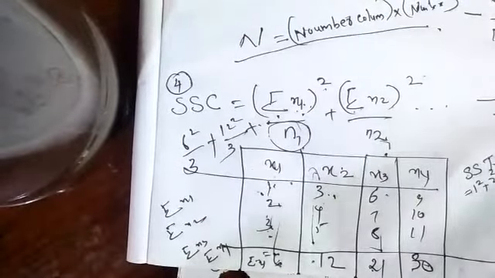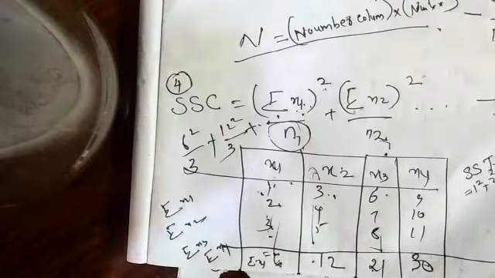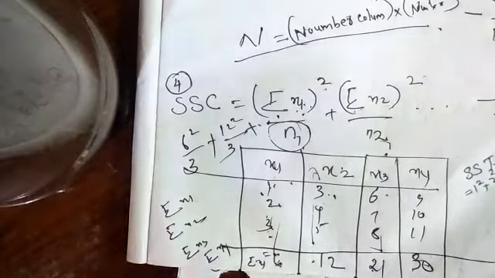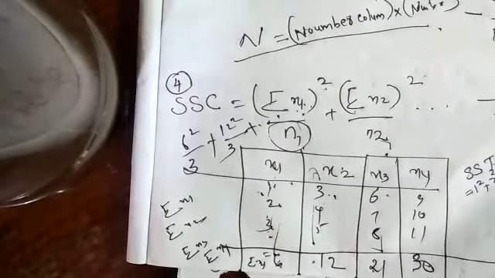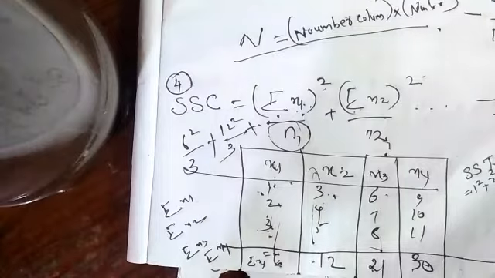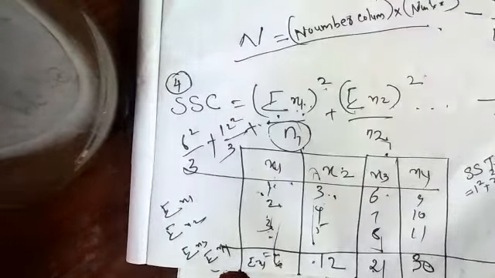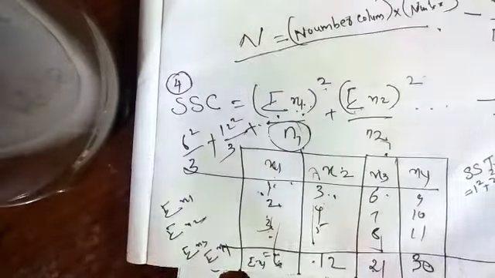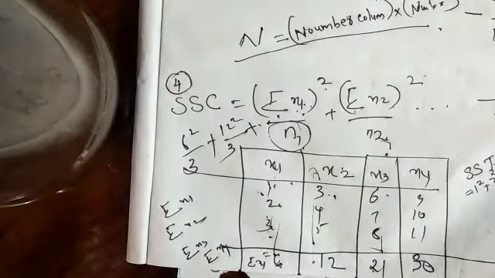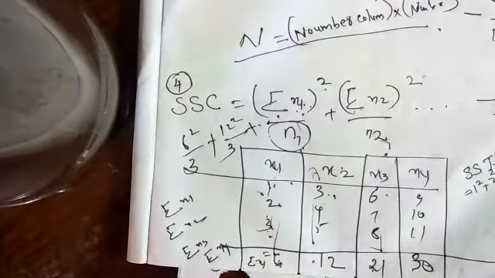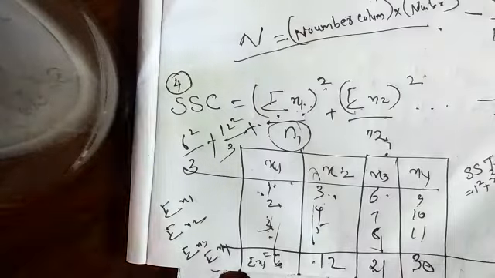SSC: first you take each column sum, square it, and divide by the number of observations in each column. So x1, x2, x3, x4, 4 samples. First you find each of the column sums, so you get sigma x1, sigma x2, sigma x3, sigma x4. Next you square it: sigma x1 square, sigma x2 square, sigma x3 square, sigma x4 square.